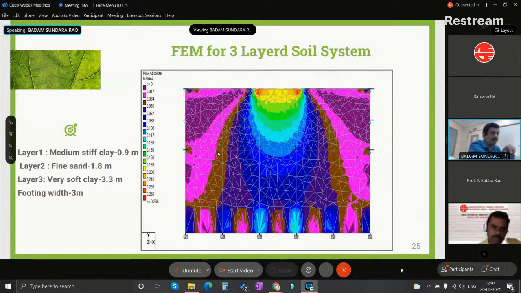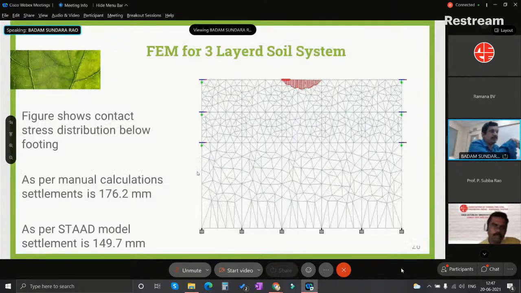And this is the shear planes development, and correspondingly we can also see the development of the shear strength. That is the total pressure bulb that was taking place in the soil mass. The computed settlements, using manual calculations of one-dimensional consolidation theory, plus the immediate settlements of the sand and the settlements of the medium stiff layer, in total come to 176.2 mm.